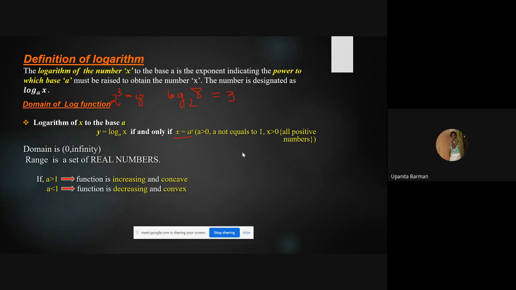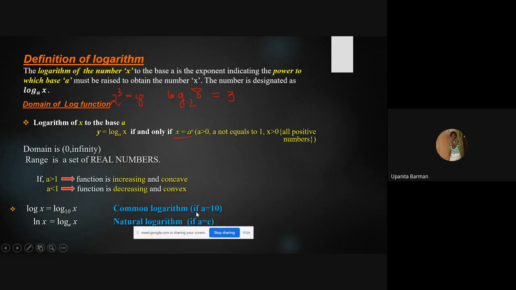If we take all valid values of a and we assign a equal to 2, then x equals 2 to the power y, which is always positive. Therefore, x will be positive. The domain of the log function is from 0 to infinity, and range is the set of real numbers. If a is greater than 1, the function is increasing and concave. And if a is less than 1, the function is decreasing and convex. I will explain this with the help of a graph in the later slides. And this is how we denote a log function.